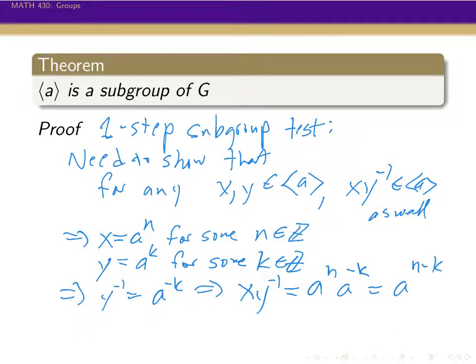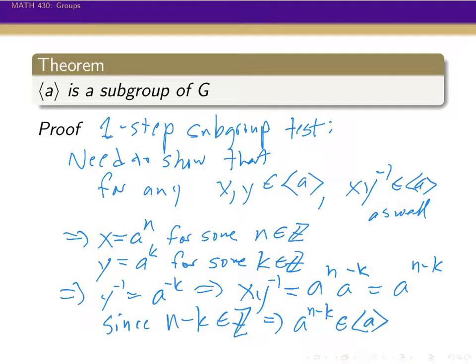I'm skimming a little bit over what happens if n is negative and k is positive, or n is positive and k is negative. All of that ends up working out exactly the same as you would expect, and you're always going to end up with a to the n minus k. And since n minus k is an integer, this means that a to the n minus k is in there, and we are done. That's the end of the one-step subgroup test.